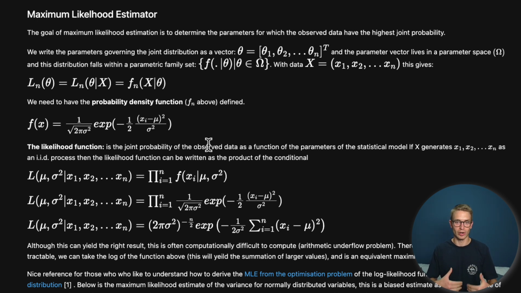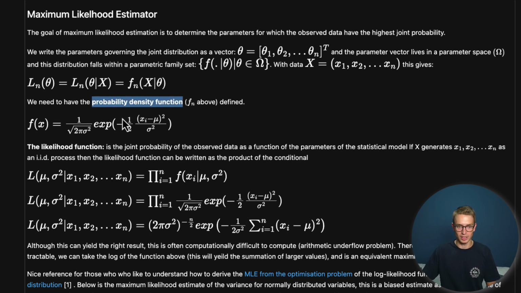Essentially, we're assuming a distribution and we're getting data, and we want to, given the observed data, find what the parameters of that distribution are that yield the highest joint probability for that data set. So we're assuming the normal distribution here, and we're asking what's the mean and standard deviation that would give me the highest joint probability of observing the data that I've got. Now, to do that, you need the probability density function. Here's the one for the normal distribution.